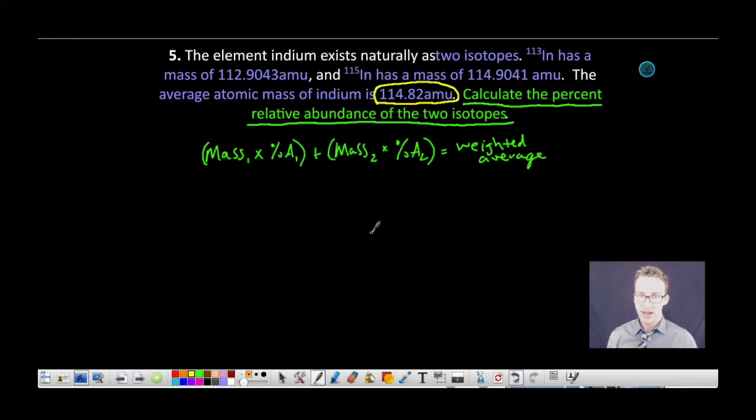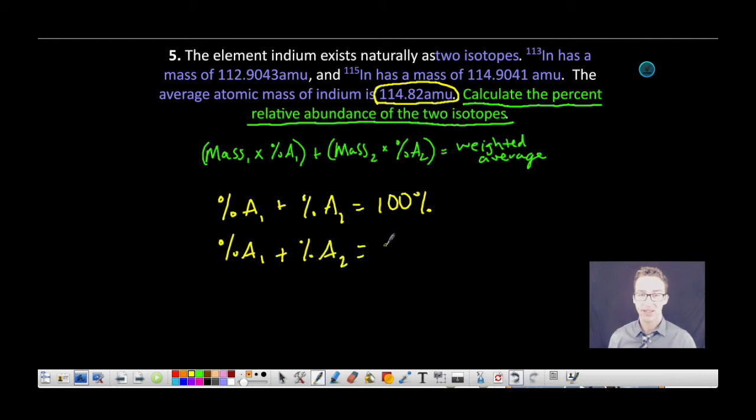What we need to recognize is that the sum of the percent abundances, so the percent abundance of the first isotope plus the percent abundance of the second isotope, must equal 100%, or all of indium. Another way to think of it, the percent abundance of the first isotope plus the percent abundance of the second isotope has to equal one whole, or all of the indium that's out there. So to solve this problem, let's say the percent abundance of that first isotope, indium-113, is X, and the percent abundance of the second isotope, indium-115, is Y.